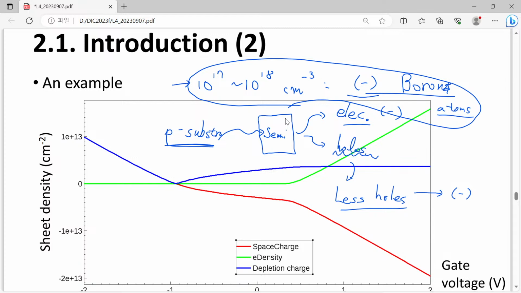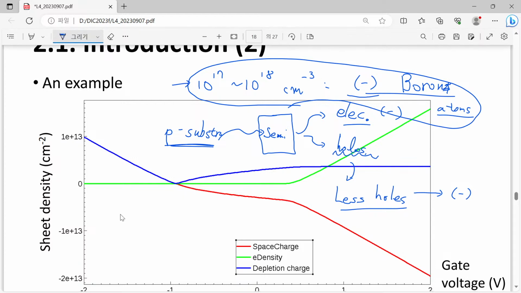So are you all with me? That's the reason why we wanted to get negative charges in this semiconductor. Why do we want a negative charge? Because the gate is positively charged. We wanted to collect positive charge in this gate, and we wanted to get negative charge in this semiconductor part.